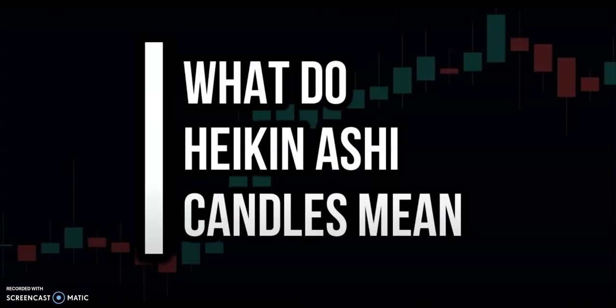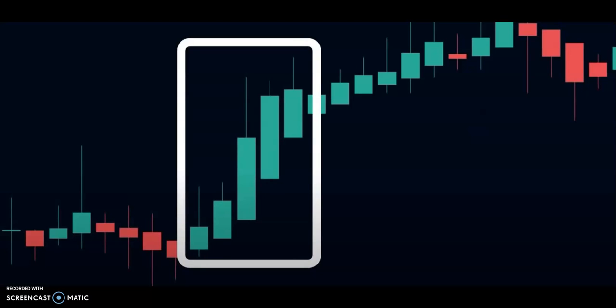So what do Heiken Ashi candles mean, and how can you interpret them and profit? In this instance, we have the Heiken Ashi candlesticks going green, which indicates a buy, and what we need to ensure and look at is the wicks. The wicks within the candlestick indicate whether there are buyers or sellers in the market.